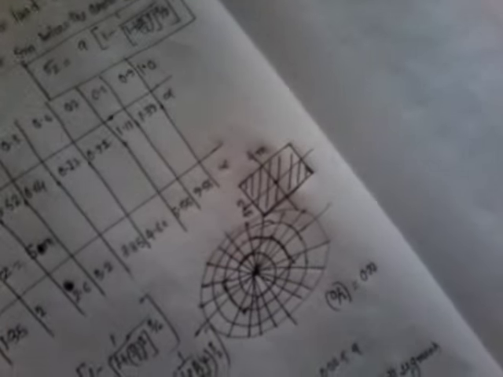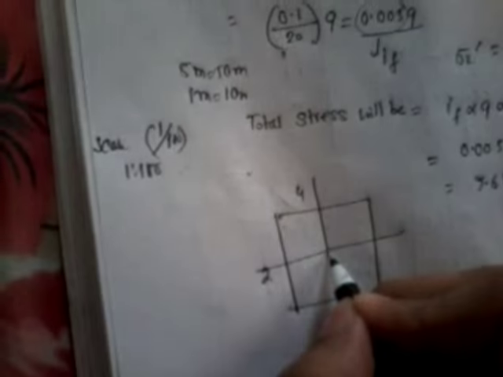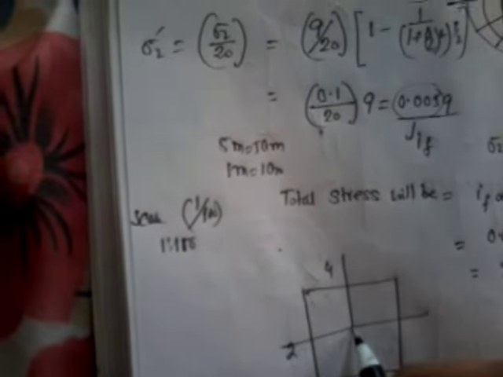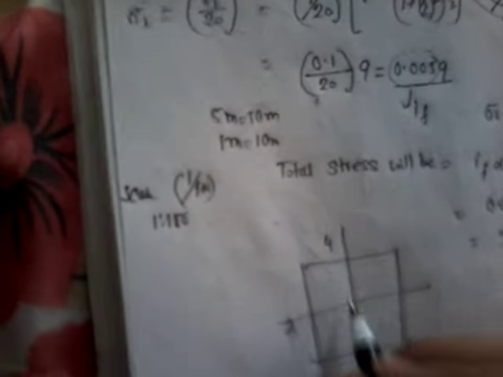And the question can also be done by other methods, or by the Boussinesq approximate method. If we take that, this is the rectangular area 2 by 4. We measure sigma z at the center point. These are 4 equal parts, so we take one part.